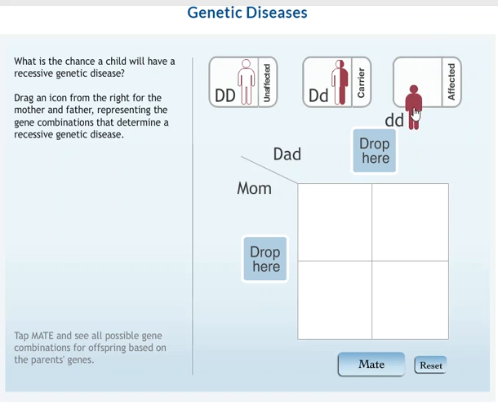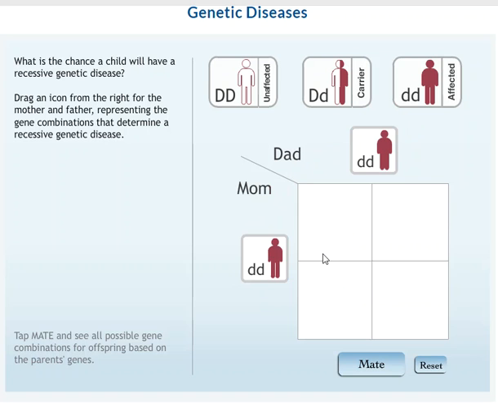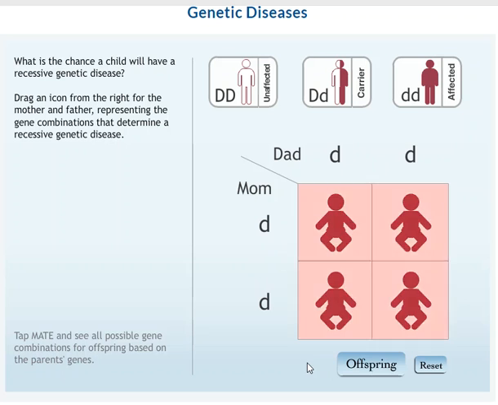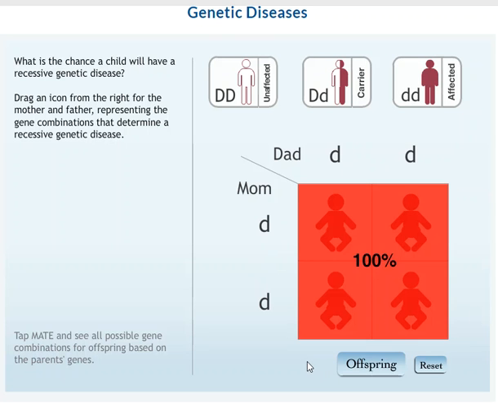And lastly, let's look at what happens if we mate an affected individual with another affected individual. So two people with cystic fibrosis had children. In this case, you would see that 100% of their children would have cystic fibrosis.